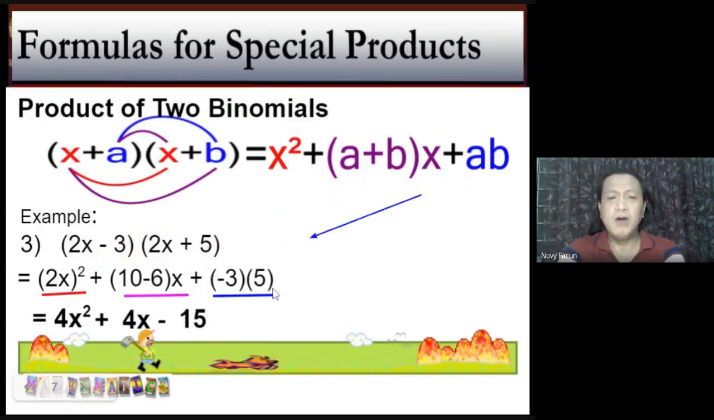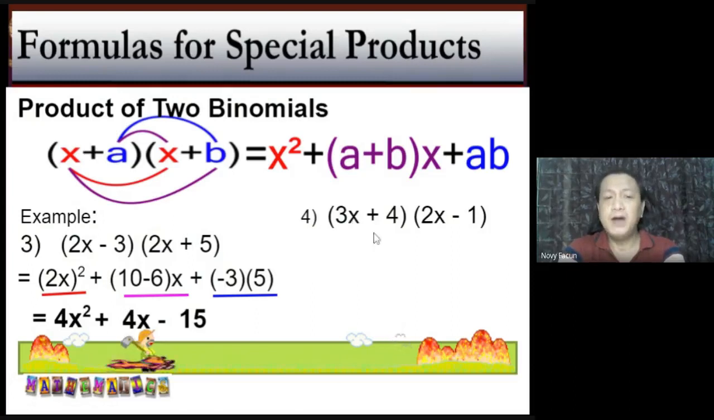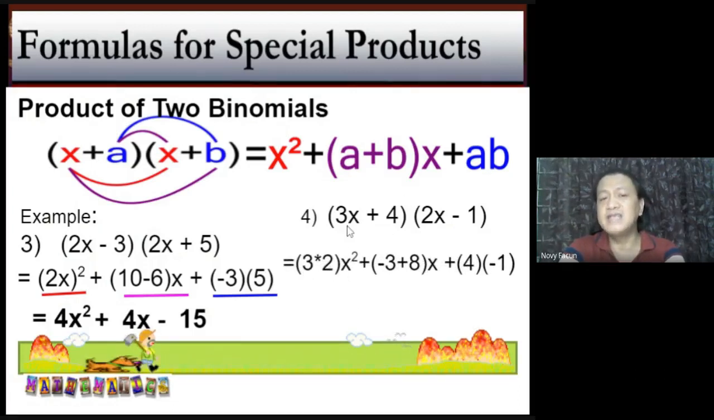Next, how about number 4? Let's have the product of 3x plus 4 times 2x minus 1. So we always remember here that when these are binomials, the special product you will use is the product of two binomials. Here, the numerical coefficient of the first term is different, so you have to multiply the numerical coefficients. So we have 3 times 2, x squared, plus negative 3 plus 8x, plus 4 times negative 1. We just applied the formula, but since they have different numerical coefficients, we multiplied them. So this is it, and we have to simplify this one.